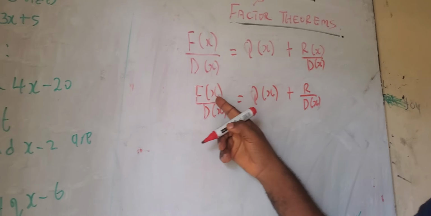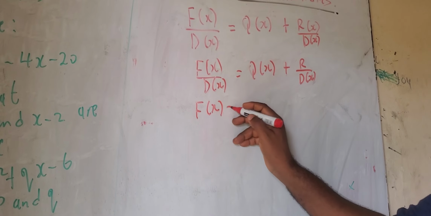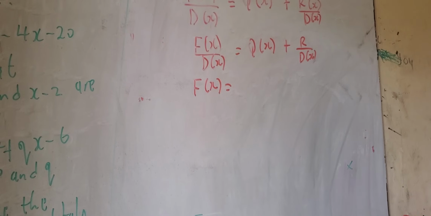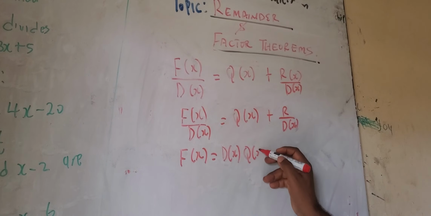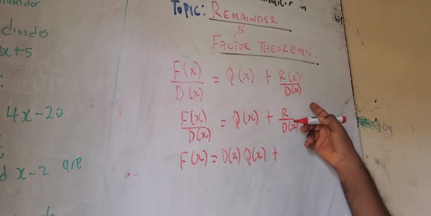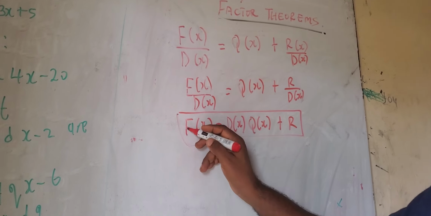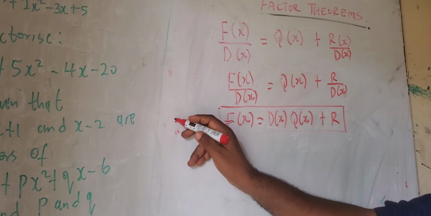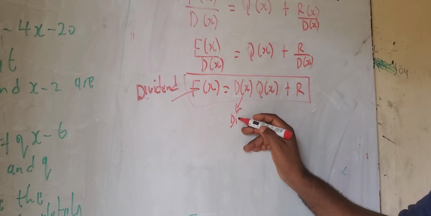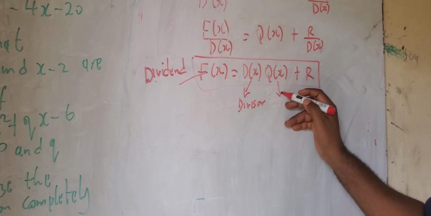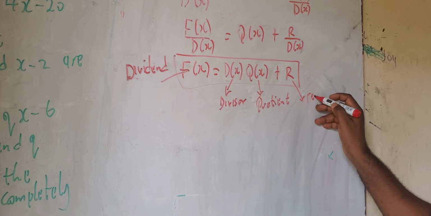If we want to make f of x not a fraction, we can multiply both sides of the equation by d of x. So f of x equals d of x times the quotient function q of x, plus the remainder r, since multiplying by d of x cancels the denominator. So this is the relationship among the dividend, f of x, the divisor, the quotient, and the remainder.